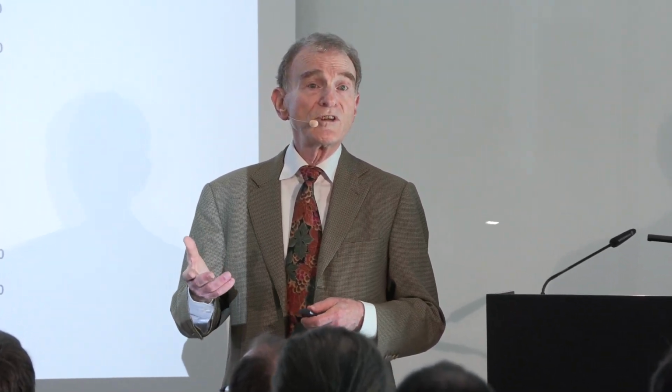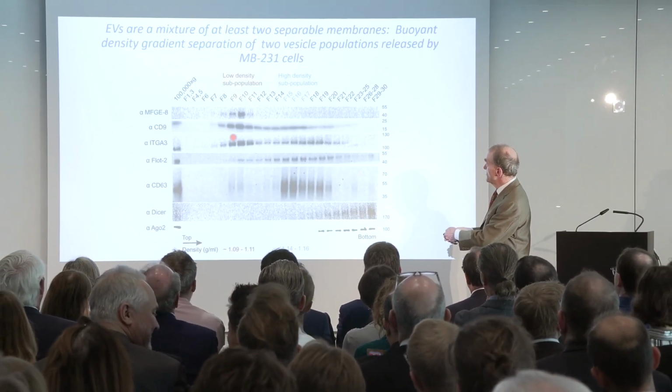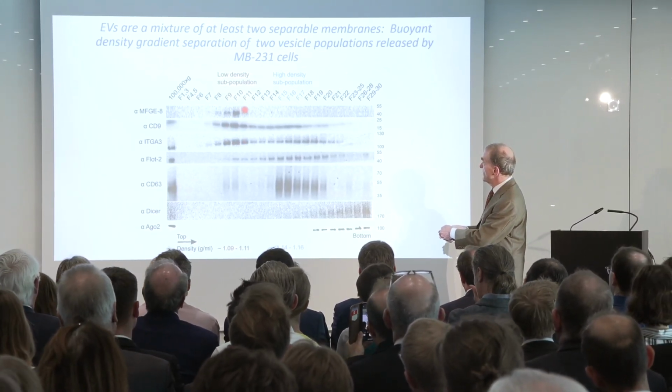First, let me just briefly describe the simple procedures that we use to fractionate and have defined two broad populations of vesicles, in this case produced and secreted by a breast cancer cell line, MB231. If you simply take conditioned medium from these cells and you centrifuge at high speed and collect the pellet and expose it to a buoyant density gradient, after a period of centrifugation, you can define two categories of vesicles.